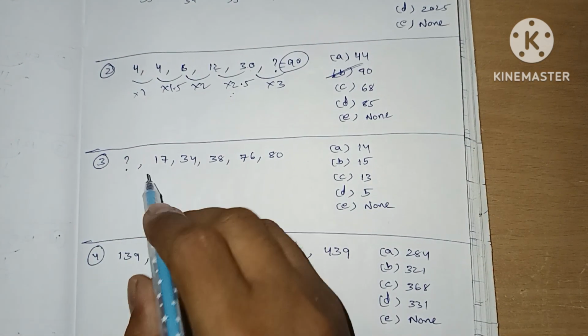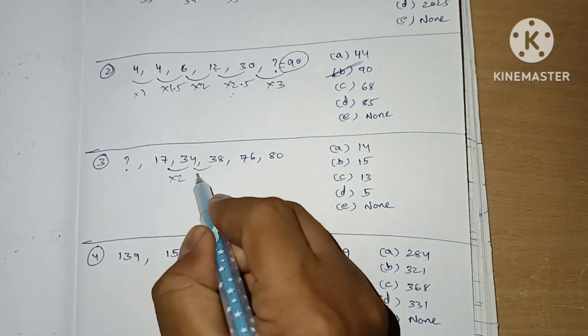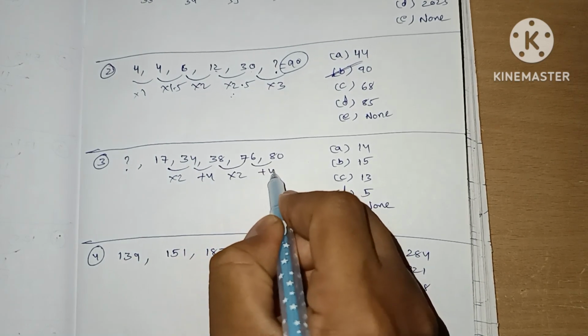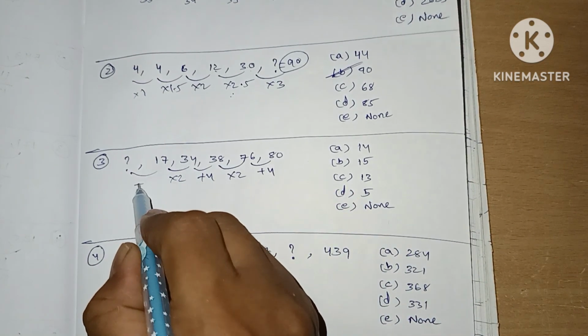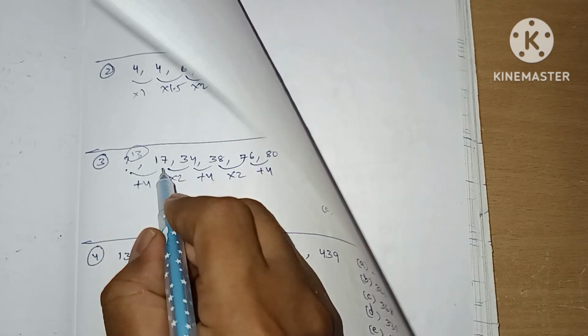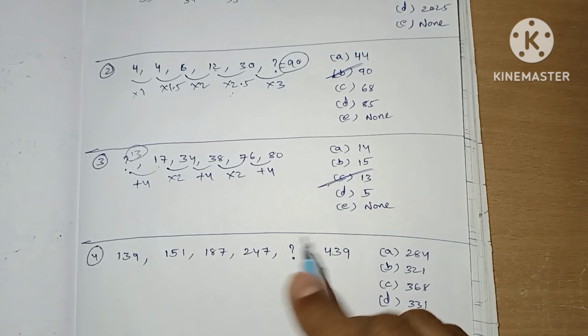Third question. Here it is into 2 times plus 4 into 2 times plus 4. So it must be plus 4, means 13 plus 4 will be 17. So our answer will be option C, 13.